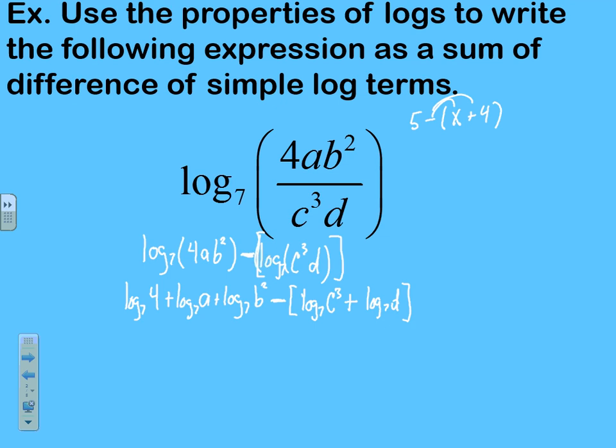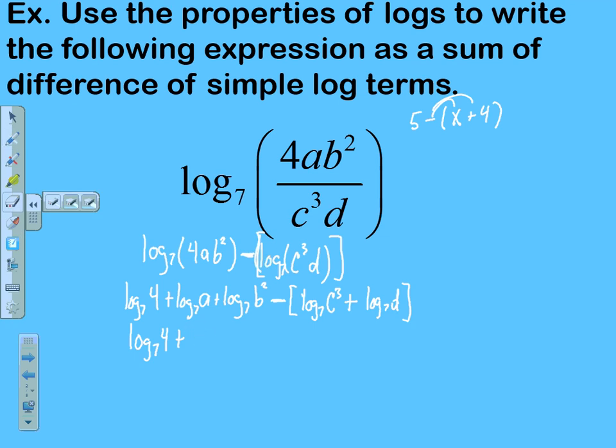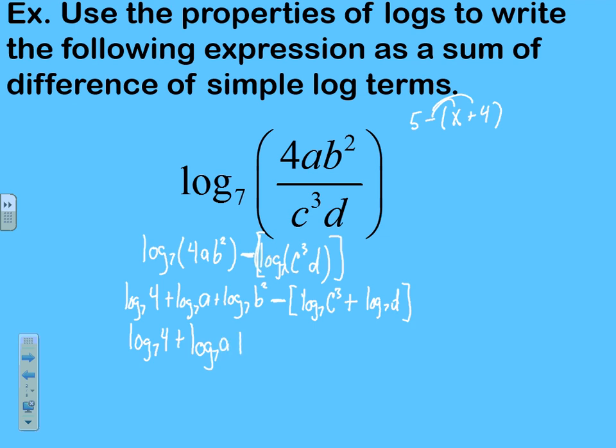So log base 7 of 4, well, there's nothing else going on here, so log base 7 of 4. The log base 7 of a still is just, I want to write the big 7 here. Let me fix that. So here I'm going to say log base 7 of a plus, now here the b has an exponent on it. So the last thing that we saw on the previous screen says, anything with an exponent comes down as a coefficient. So log base 7 of b squared becomes 2 times log base 7 of b.